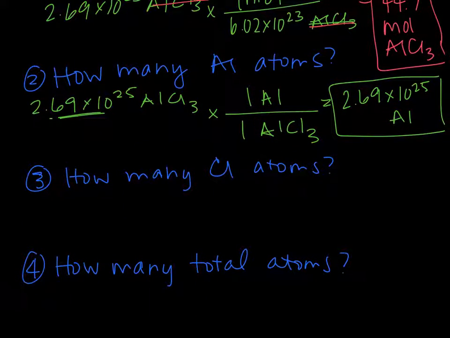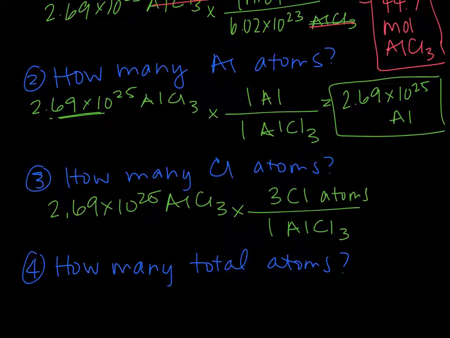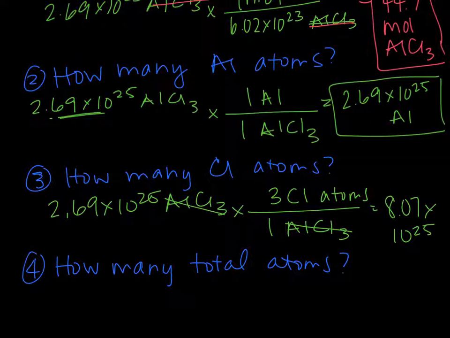All right. Got a couple more here. How many chlorine atoms? I'm going to write down what's given, 2.69 times 10 to the 25th AlCl3s. And if we have one AlCl3, we want chlorine atoms. There's 3 chlorine atoms there. So AlCl3s cancel out, and so it's going to be 2.69 times 10 to the 25th times 3. And so my answer is 8.07 times 10 to the 25th.